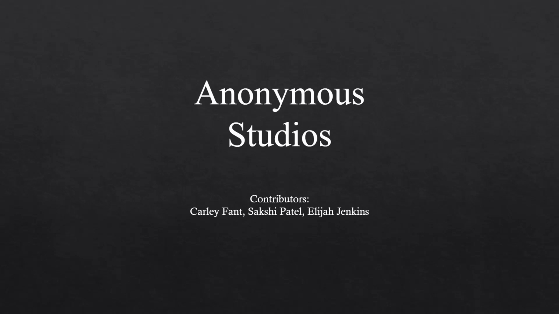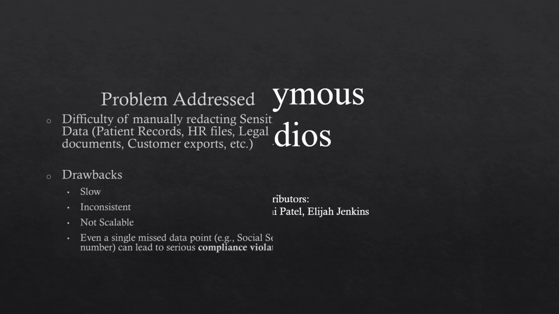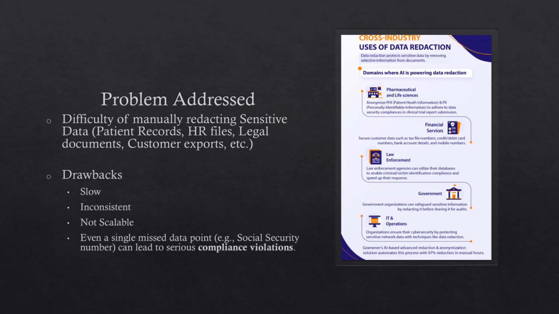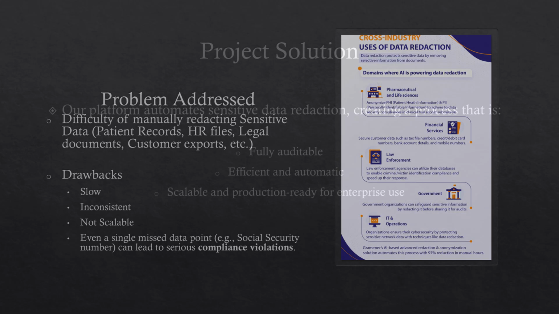Right, so our project is Anonymous Studio. The problem that we're solving is essentially organizations in verticals like healthcare and legal and finance. They handle massive amounts of sensitive data every day: patient records, HR files, legal documents, customer exports. Trying to do a manual redaction is slow, inconsistent, and doesn't scale. One missed social security number in a data set that gets shared externally is a compliance violation.